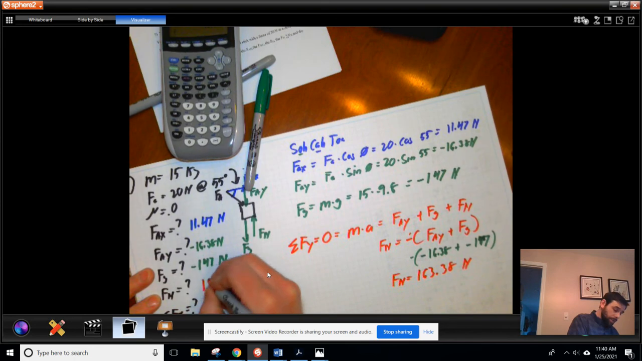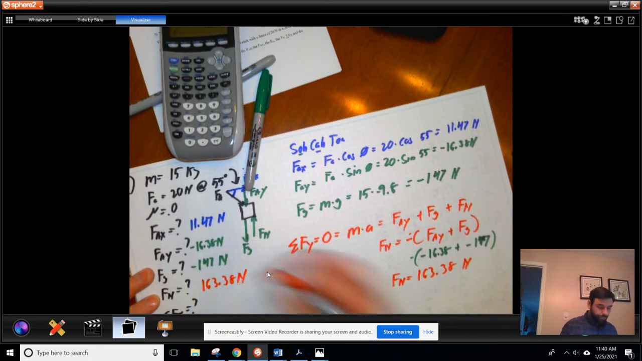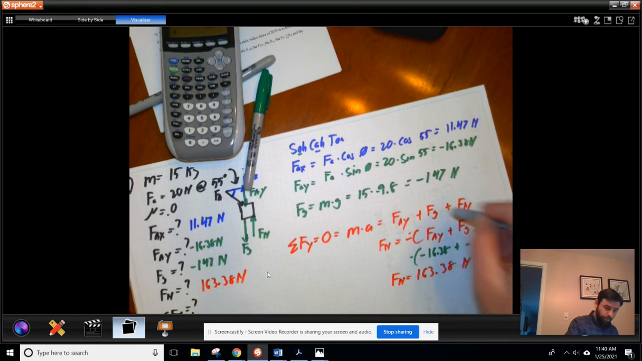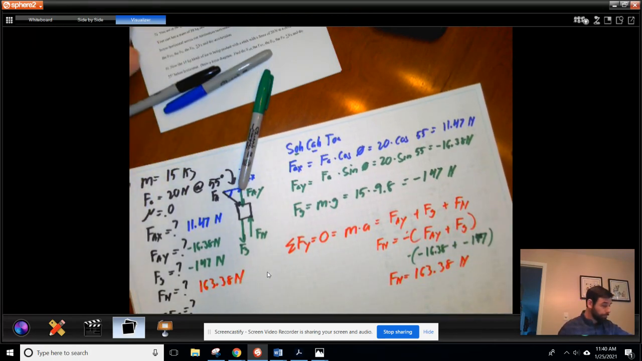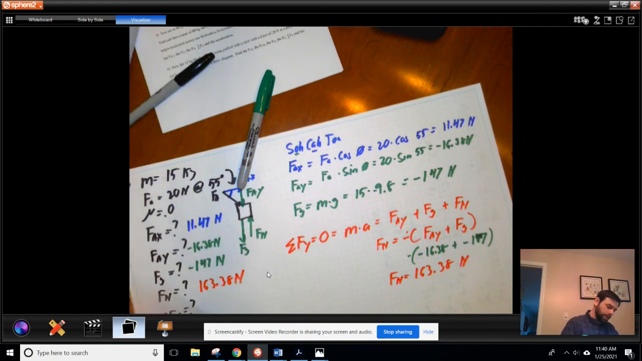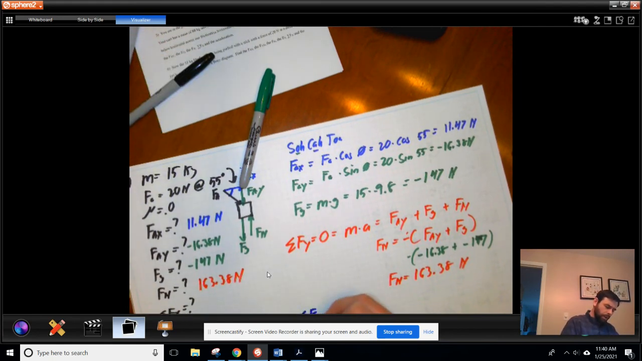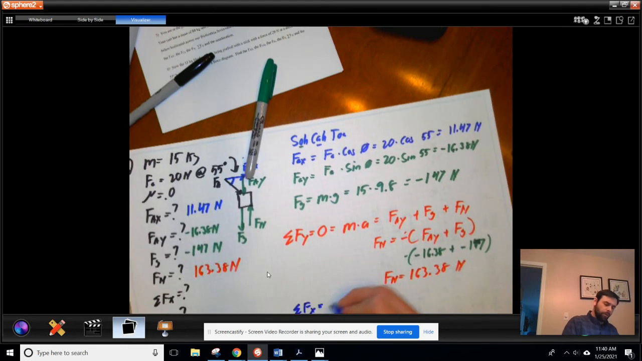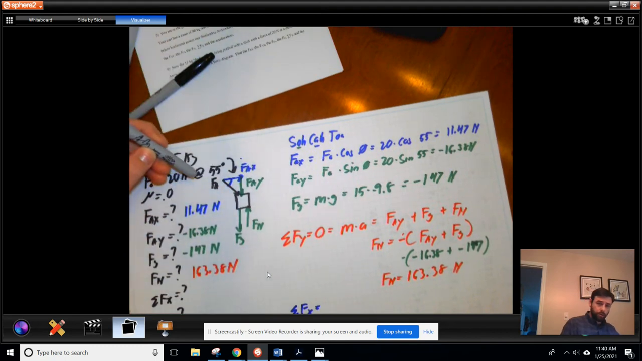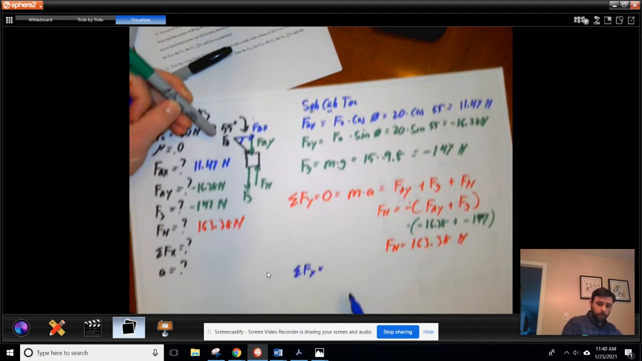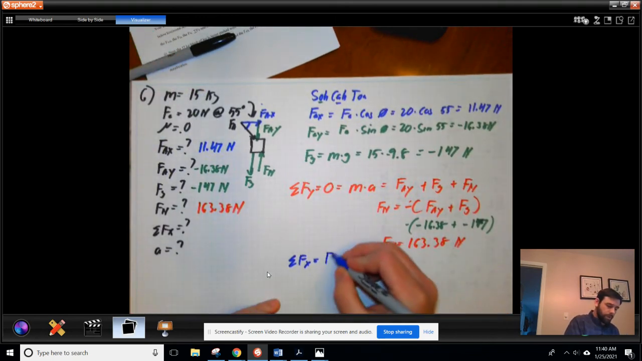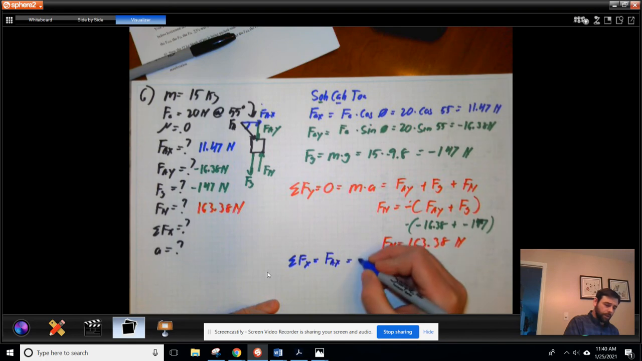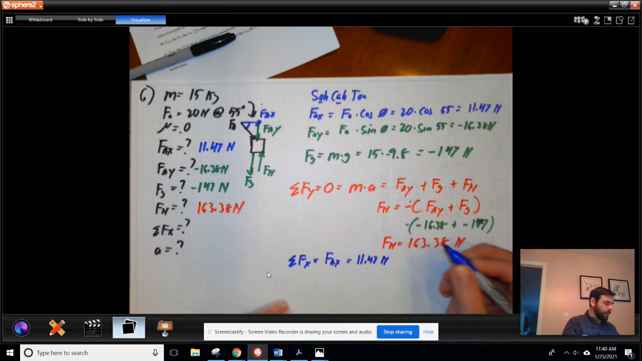So, 163.38 newtons. There is a reason I have worked normal force on all of these problems, okay? It is the key to the next step, where we're going from here. Net force in the x, that's what we're asked for next. That is just the sum of all of the forces in the x direction, which you should be able to tell from our happy little diagram is just the force applied in the x. So that's just going to be 11.47 newtons. That's it.